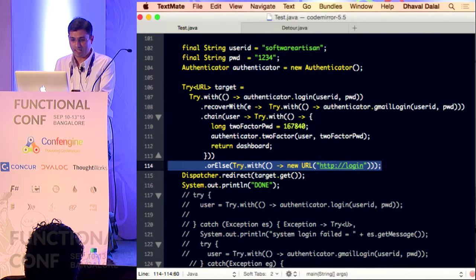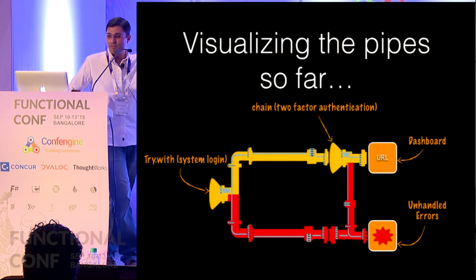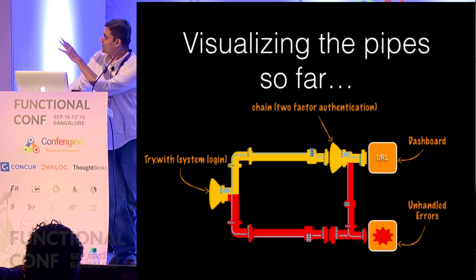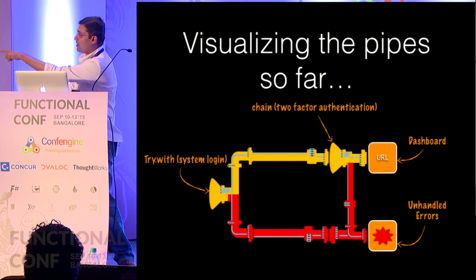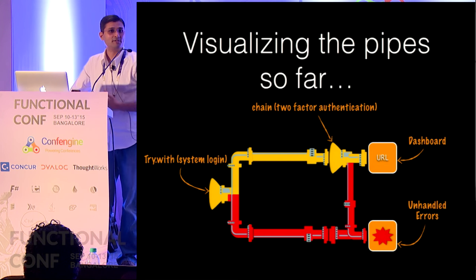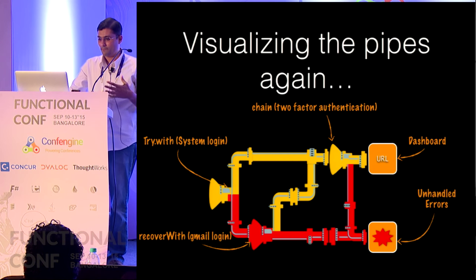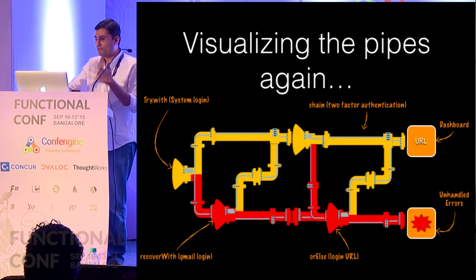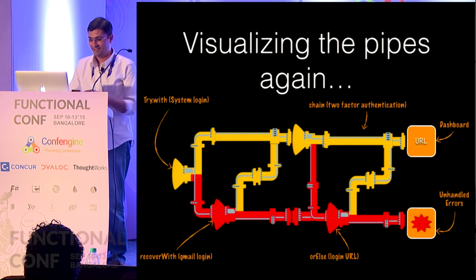That's pretty much it. So I wanted to show you guys how it's visualized in terms of pipes, but the slide is up there. But if you see, essentially what we've done is we've created these things, right? We have trying with system login, we chain the next computation, we get the URL. If there is a problem, the red pipe pushes the exceptions across. So that was chaining, and then chaining and recovering, and then finally we have the or else. So this is a kind of complex piping or plumbing that we've done, yeah?